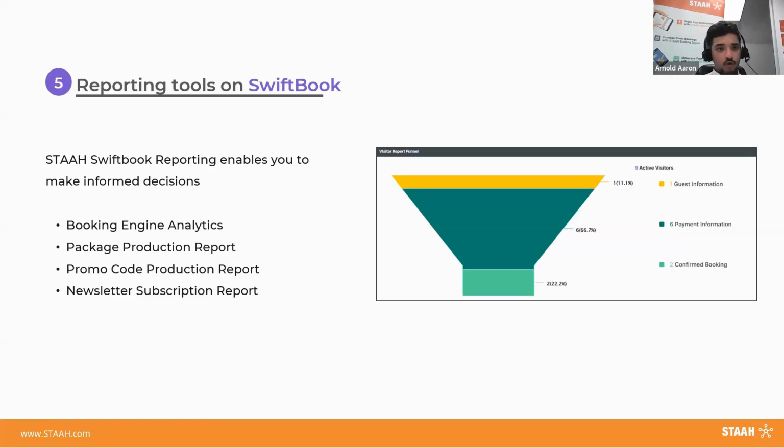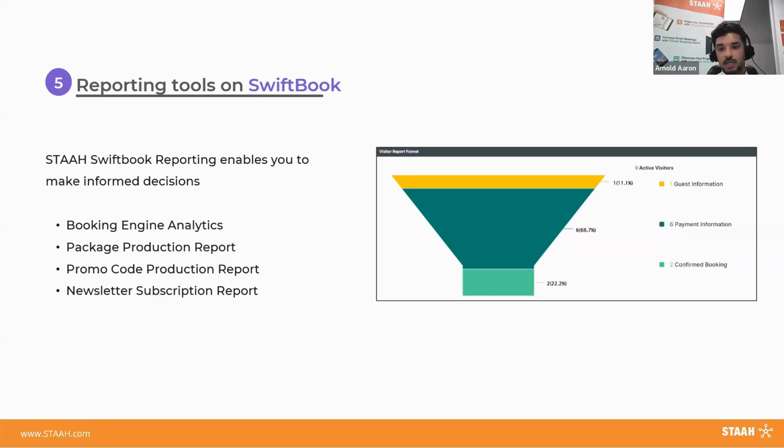So moving on, reporting tools on SwiftBook. I guess another key feature for all the revenue managers out there, or all the managers out there: what sort of reporting does SwiftBook offer? So it is actually quite a comprehensive list. I have picked up only a few of them from there. So one of them being booking engine analytics. I think a very important tool to always have a look at.